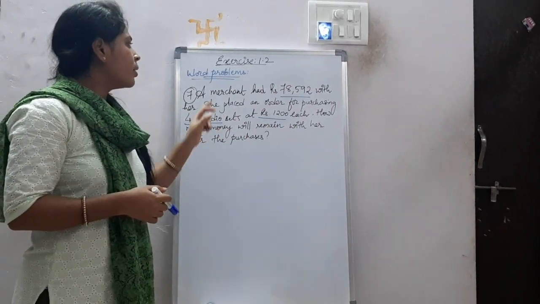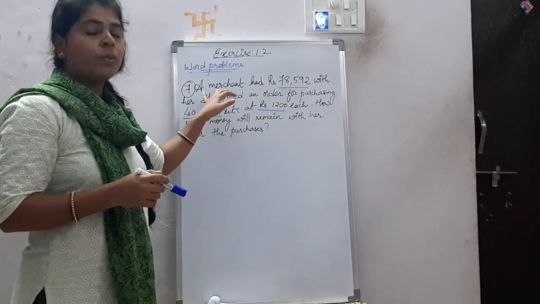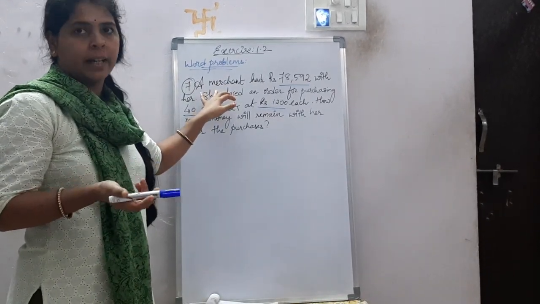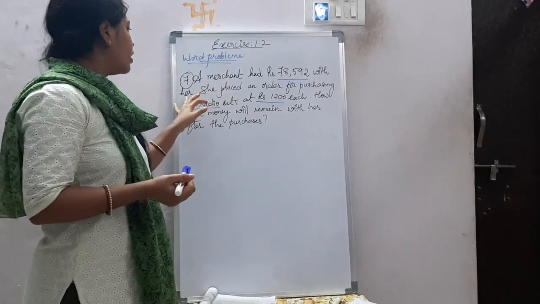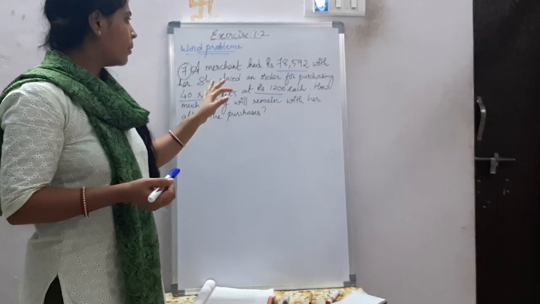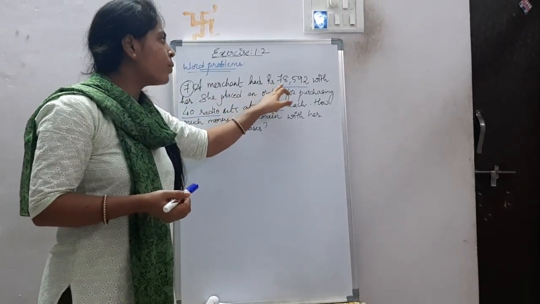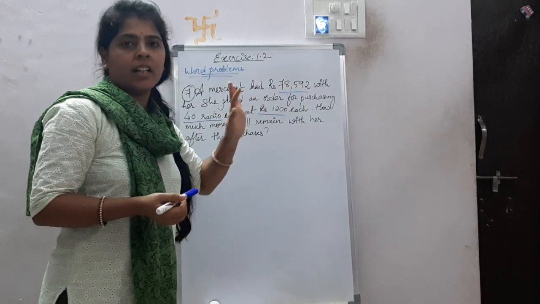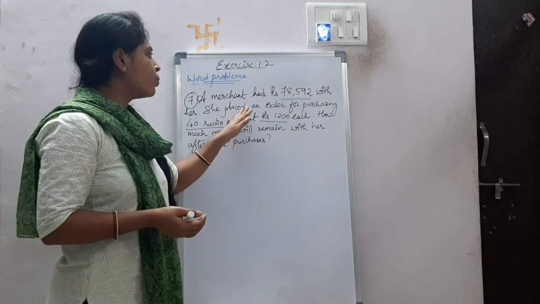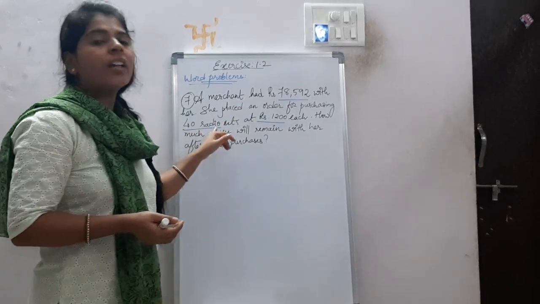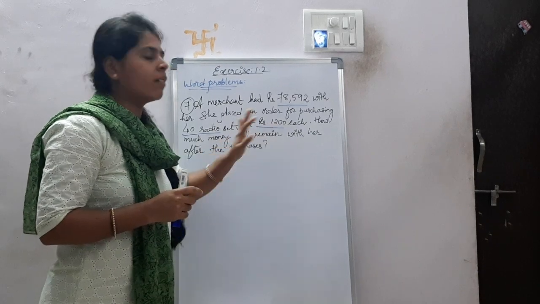So here the merchant is the person whose job is to sell and buy. Here it is a female, so her, that is, she had rupees 78,592 with her. From that, she is ordering 40 radio sets, and one radio costs rupees 1200.